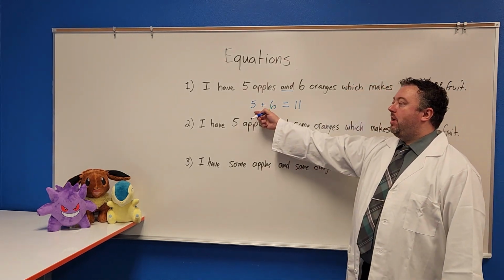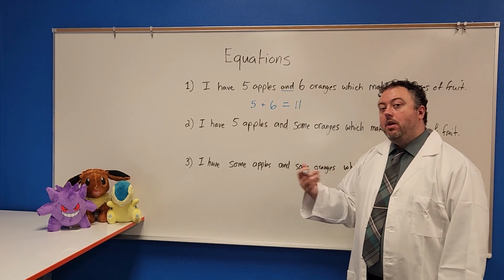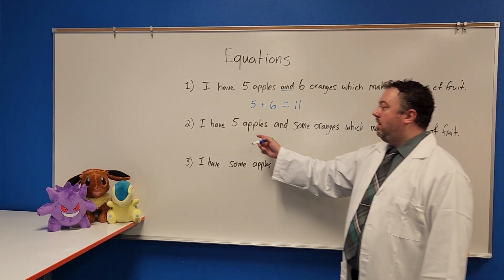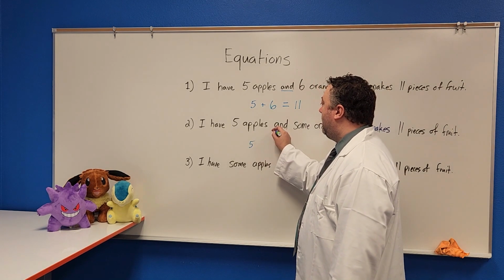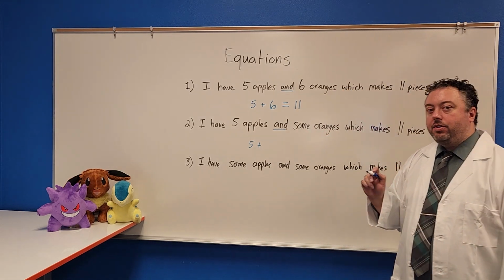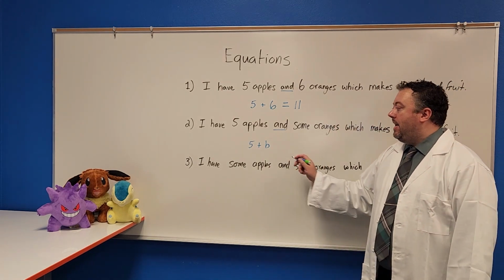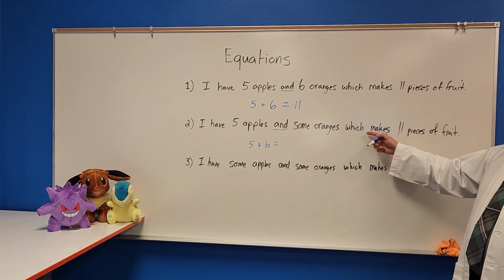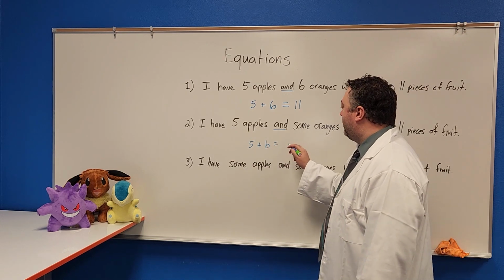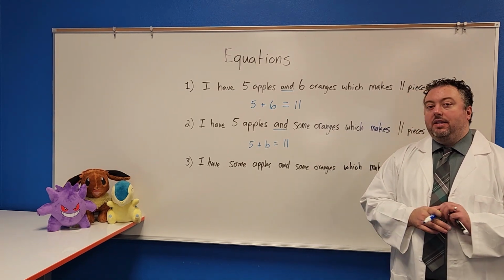So I have a numeric expression on the left and a numeric expression on the right, and I've said that these two expressions are the same, which makes it an equation. I can do the same thing again with our second example. We have 5 apples, and means addition, but now I have some oranges, so just like with our expressions video, I'm going to use the variable b. Now I'm going to say which makes 11 pieces of fruit, so I'm saying 5 plus some oranges make 11 pieces of fruit, or 5 plus b equals 11.